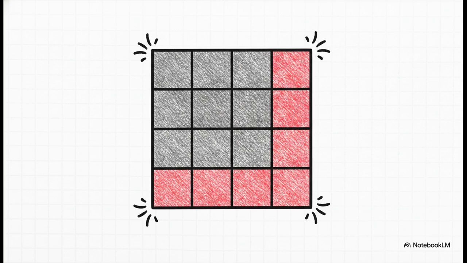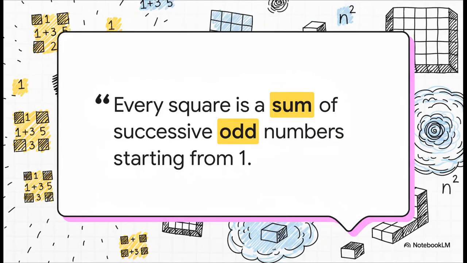This is no accident, folks. This is a fundamental property of numbers. And this leads us right to the big reveal from our source material. The sum of the first n odd numbers is equal to n squared. It's a simple, elegant relationship hiding in plain sight. And this isn't just a neat party trick. It's a tool we can actually use.